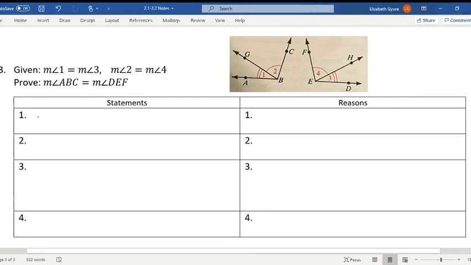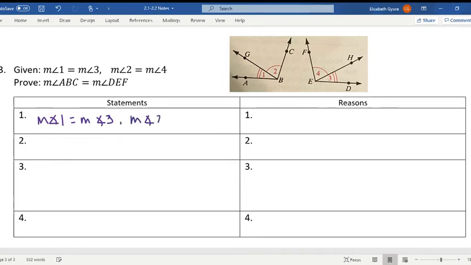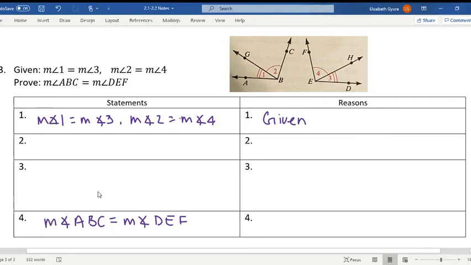So let's first put in our given. The measure of angle 1 equals the measure of angle 3, and the measure of angle 2 equals the measure of angle 4. That's given. And we're trying to prove that the measure of angle ABC equals the measure of angle DEF. So we know that we need to somehow mention angle ABC and DEF in our proof, right? That's where we need to end up. So somewhere they're going to need to be mentioned.